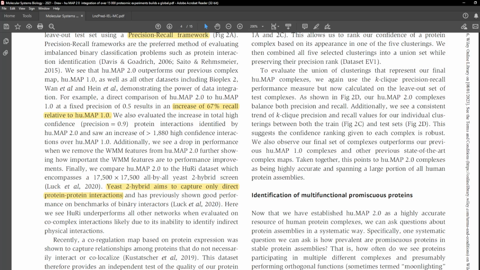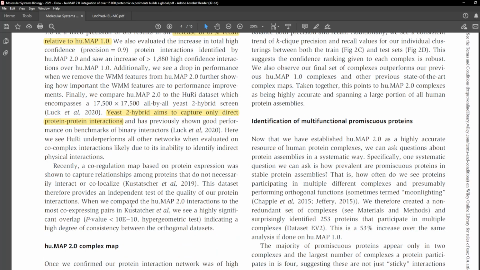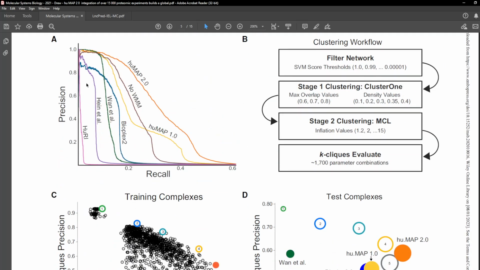Figure 2. Hu.MAP 2.0 outperforms previous complex maps. Precision recall, PR, plot evaluated on a test, leave out, set of literature curated co-complex pairwise protein interactions. The plot shows Hu.MAP 2.0 is more accurate and comprehensive than previous published datasets. The plot also evaluates the performance of predictions without the weighted matrix model, WMM, and shows the WMM substantially improves performance.